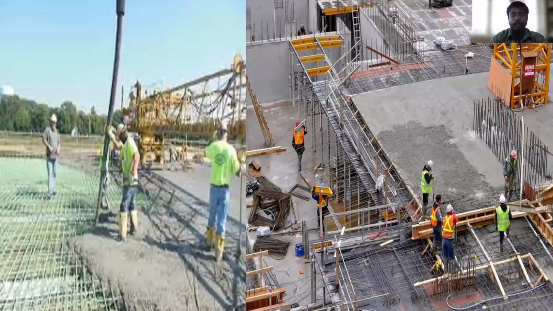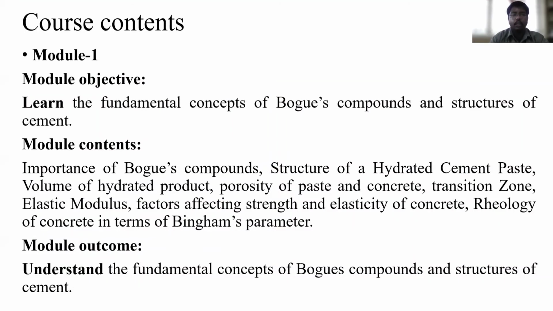Our Advanced Concrete Technology course is divided into 5 modules. We will see what are the contents we are going to learn in each of these 5 modules one by one. Coming to module 1, the major objective of module 1 is we are going to learn the fundamental concepts of Bogue's compounds and the structures of cement.